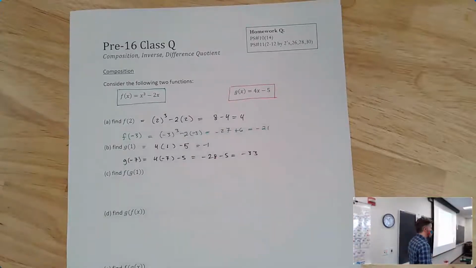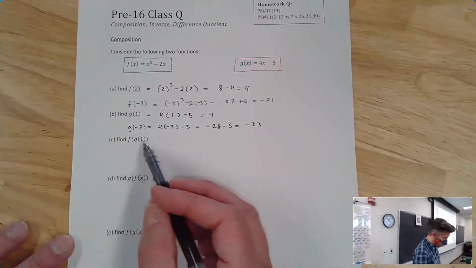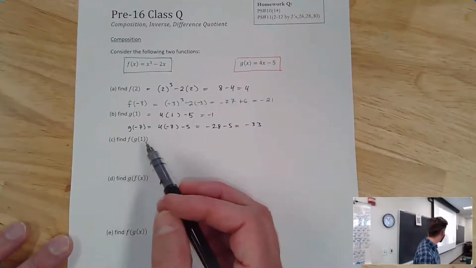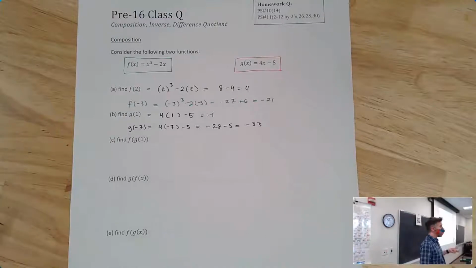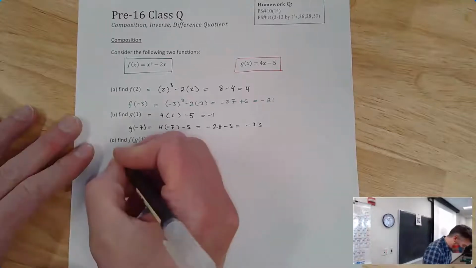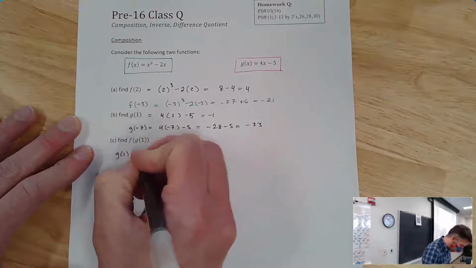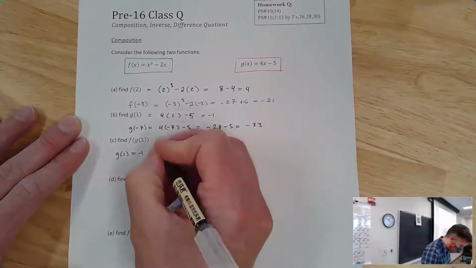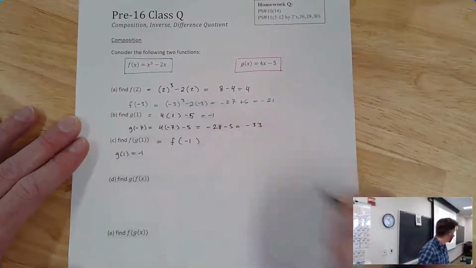But then things get a little bit more complicated. We want to actually compose the function. We want to find f of g of 1. When I look at f of g of 1, what I would really encourage you to think about is working from the inside out. So I want to look at the inside part first, which is g of 1, which we already know. We know that g of 1 from part B is negative 1. So f of g of 1 is f of negative 1.